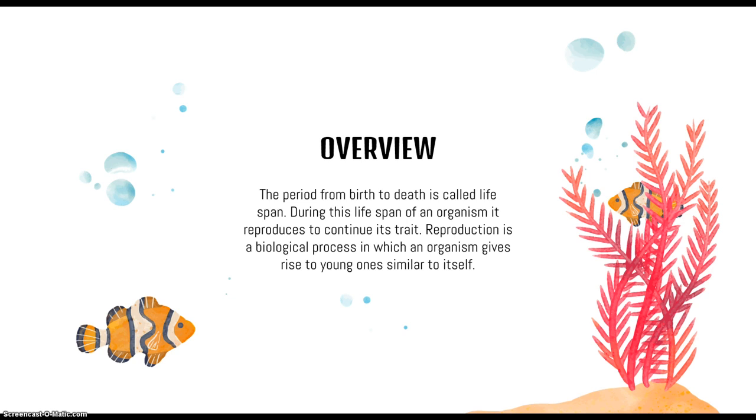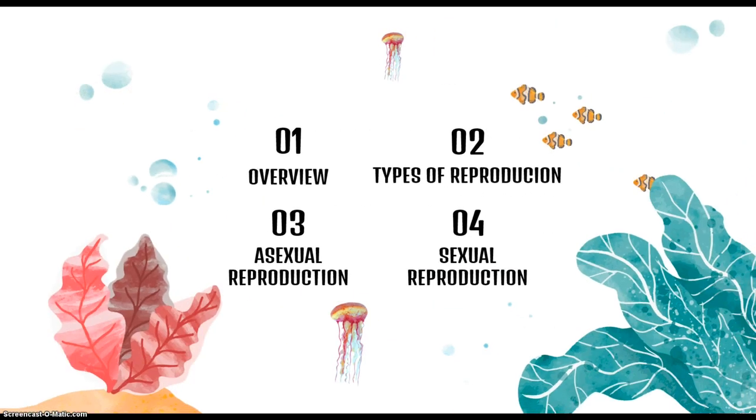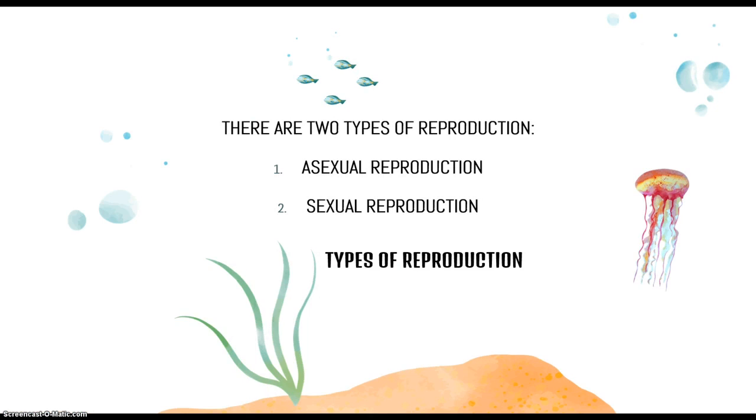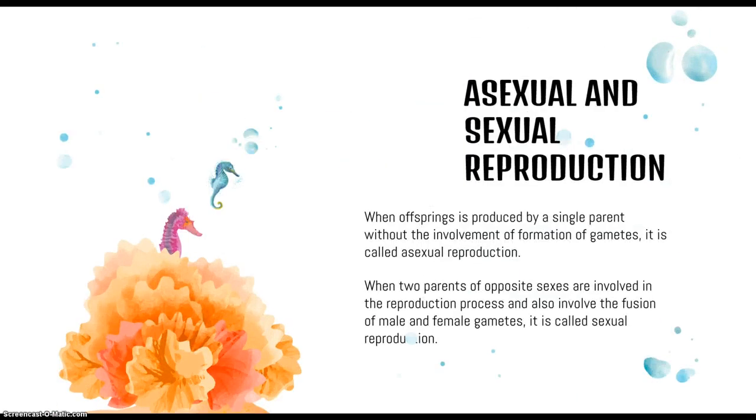So what is reproduction? Reproduction is a biological process which produces a new organism. Clear? Now let us move on and see the different types of reproduction. The different types of reproduction are classified into 2 categories. One is asexual reproduction, the second one is sexual reproduction. What is asexual and sexual reproduction?